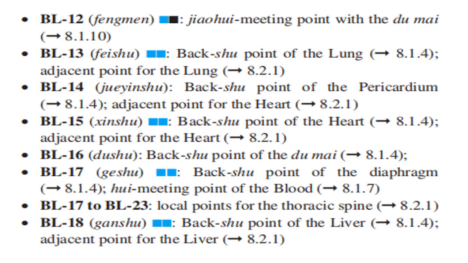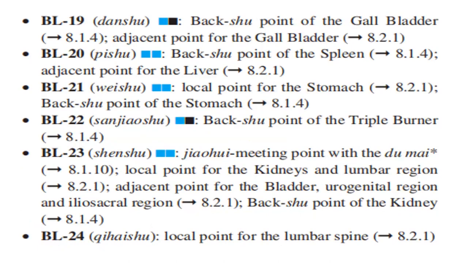Bladder 17 to bladder 23, local points for the thoracic spine. Bladder 18 is the Back-Shu point of the liver, adjacent point for the liver. Bladder 19, Back-Shu point of the gallbladder, adjacent point for the gallbladder. Bladder 20 is the Back-Shu point of the spleen, adjacent point for the liver. Bladder 21, local point for the stomach, Back-Shu point of the stomach. Bladder 22 is the Back-Shu point of the triple burner.